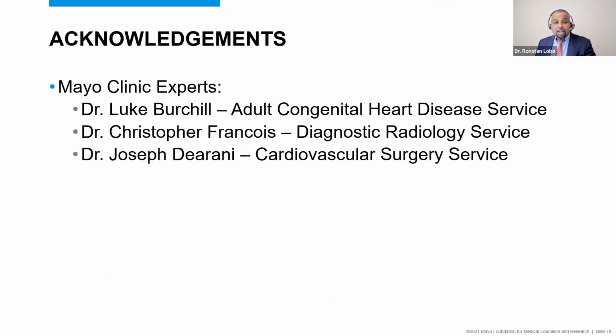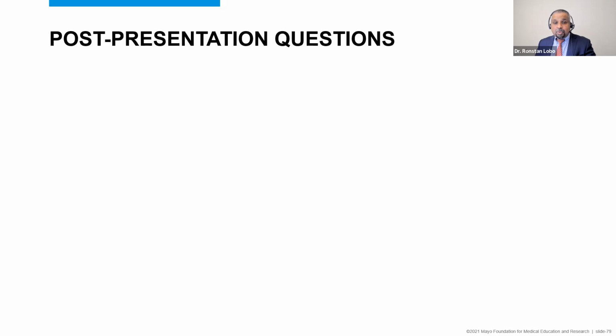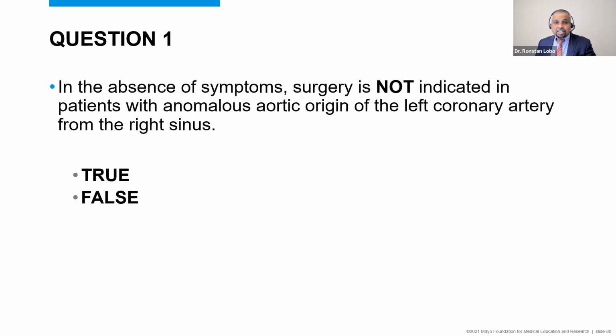So before we end, we're going to do the post-presentation questions. So it's the very same question again. In the absence of symptoms, surgery is not indicated in patients with anomalous aortic origin of the left coronary artery from the right sinus. Is this true or is this false? Please go ahead and answer.